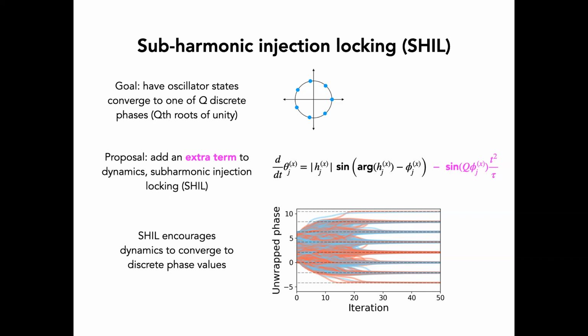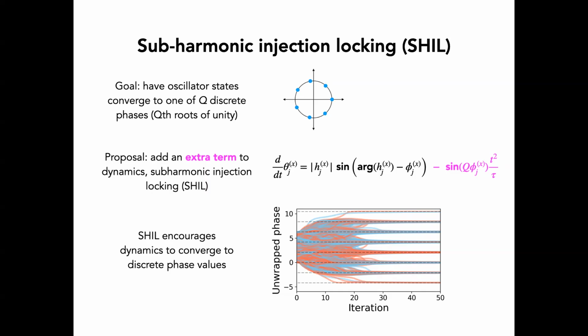So the key thing is that Q is the number of roots of unity. So if you just have 2, then Q is 2. And so then that encourages the phase to either go to 0 or pi if Q is equal to 2, so that this term is set to 0. Then T squared is the time step. So this is an annealing schedule that's regulated by a time constant, tau.